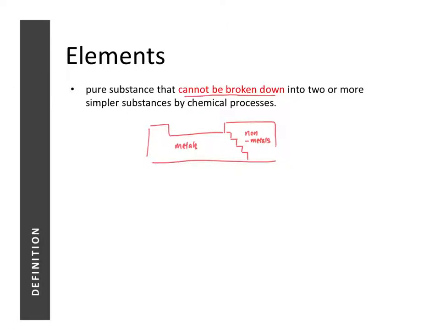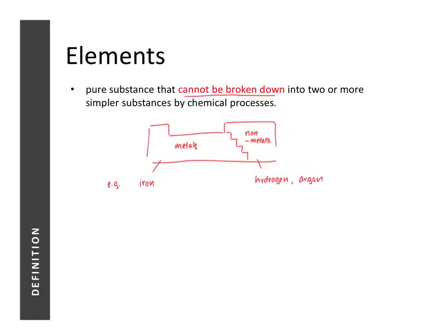Now if we think of a common example of a metal and a non-metal, chances are many of y'all would tell me that an example of a metal would be iron. An example of a non-metal would be, for example, hydrogen or oxygen, or even argon or neon.